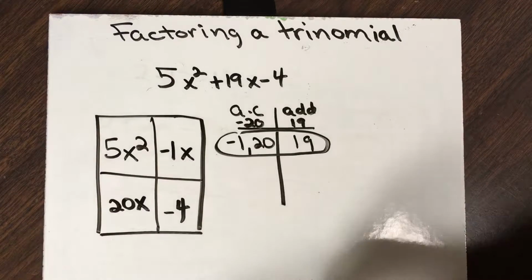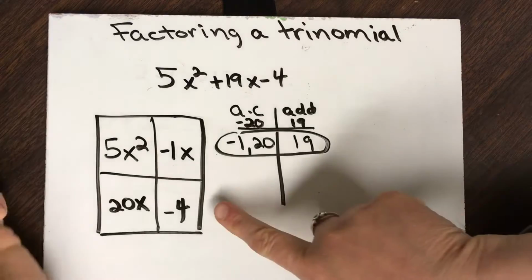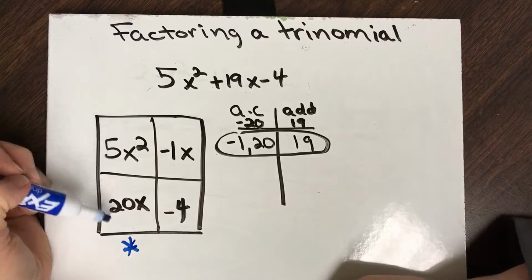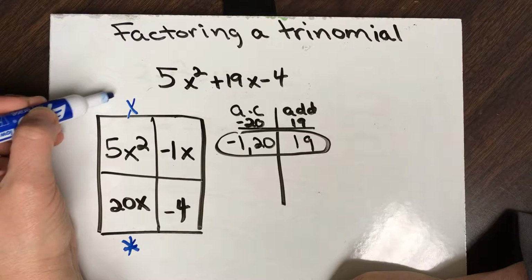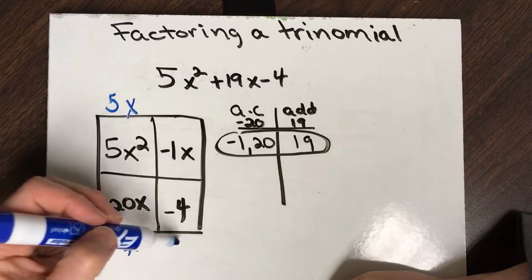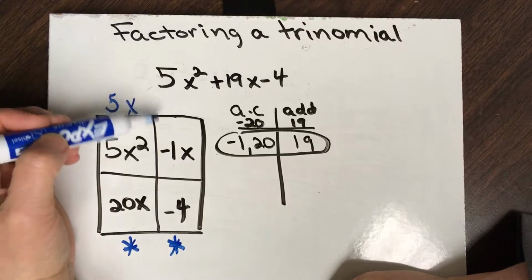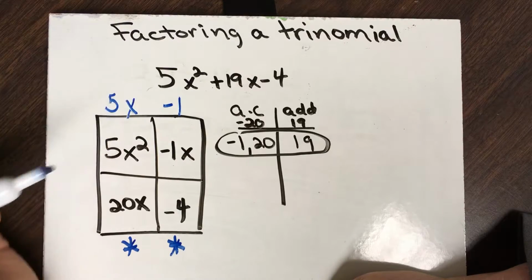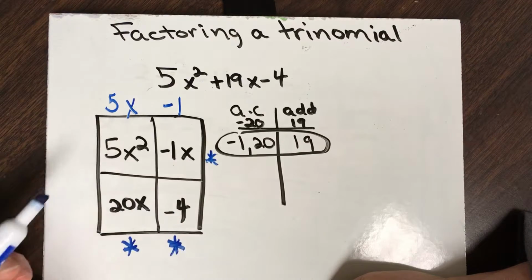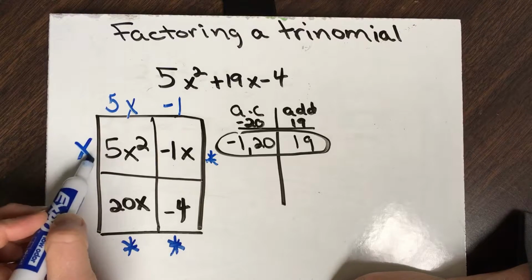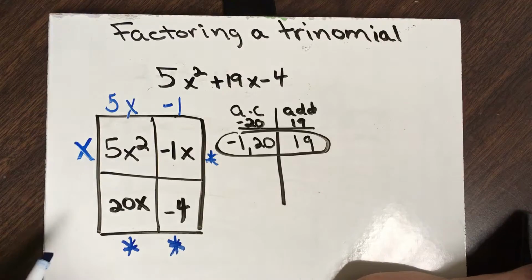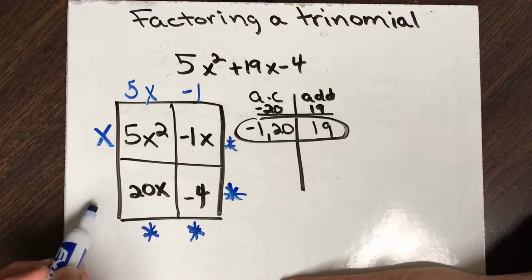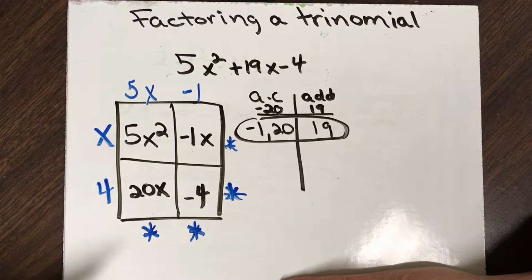All right, now let's take a look at factoring out inside of our box. So this column right here, they both share an x and they both share a 5. Let's go to this column right here. They have a negative 1 that they share. All right, let's take a look at this top row. We can pull out an x. That looks like that's it. And this row right here, 4 can be shared by both.